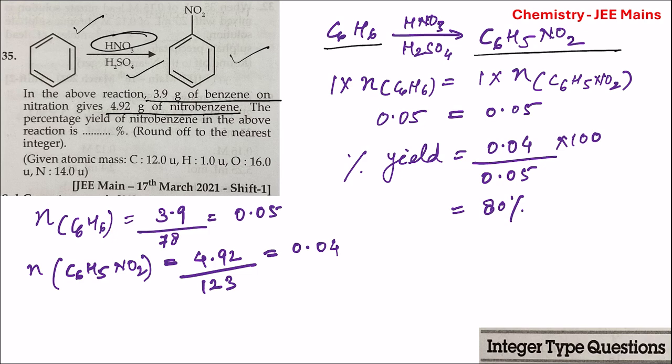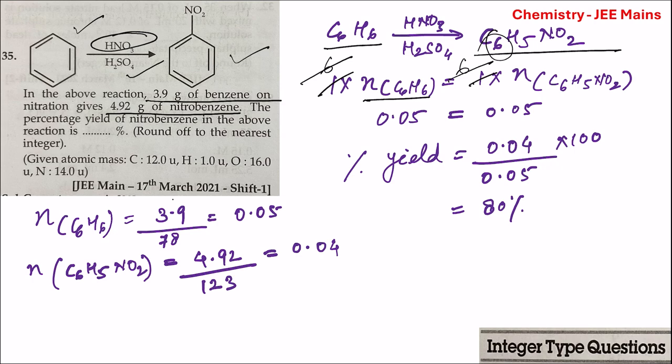1 मोल ऑफ बेंजीन कंटेन्स 6 मोल्स ऑफ कार्बन एटम। तो this will not be 1, this will be 6. 6 into moles of benzene is equal to 1 mole of nitrobenzene contains 6 moles of carbon atoms. So this will also be 6 into moles of nitrobenzene. So 6 and 6 will get cancelled. So moles of benzene is equal to moles of nitrobenzene.